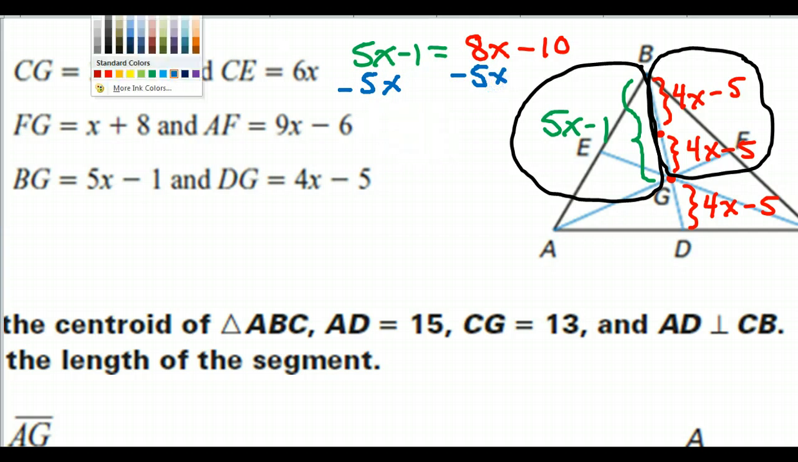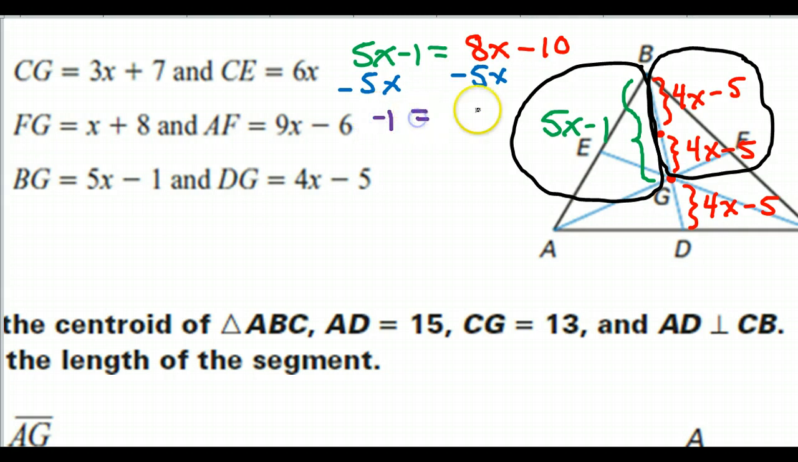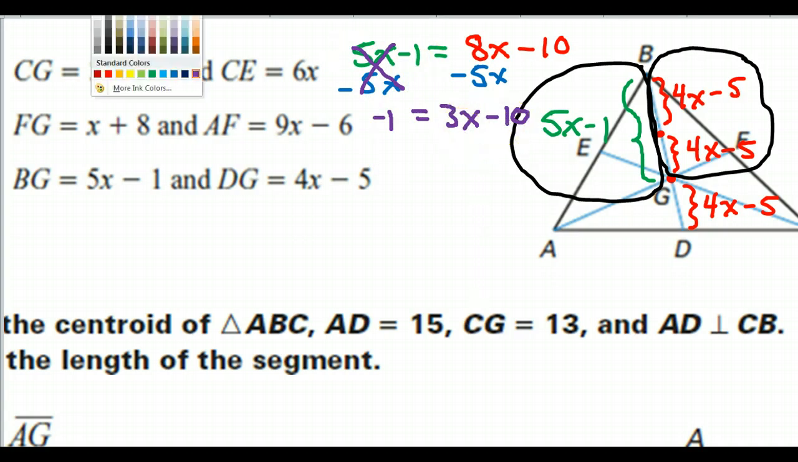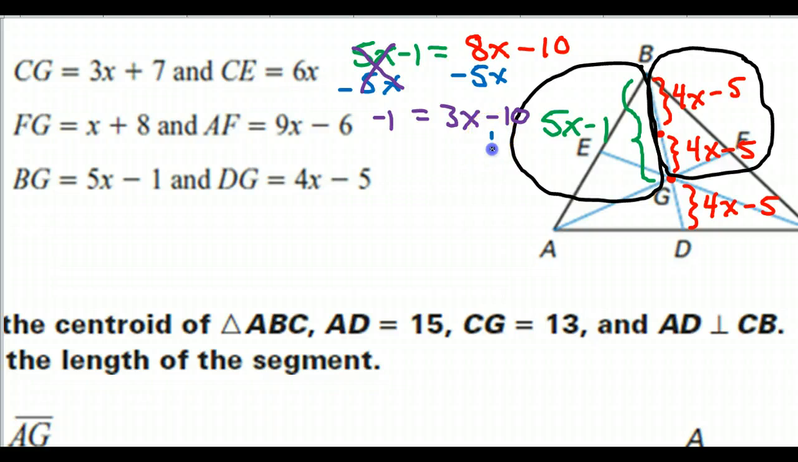That's going to leave me with negative 1 equals 3x minus 10. Alright, because these 5x's cancel each other out, left negative 1. Now I need to get 3x by itself, so I'm going to just add 10 to both sides. So I'm going to go plus 10 plus 10. Okay, and so that's going to give me 10 and a negative 1. That makes 9. So I have 9 equals 3x, because of course these cancel each other out.